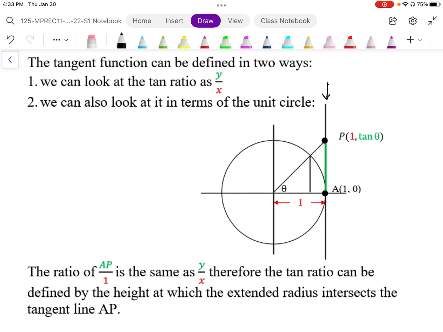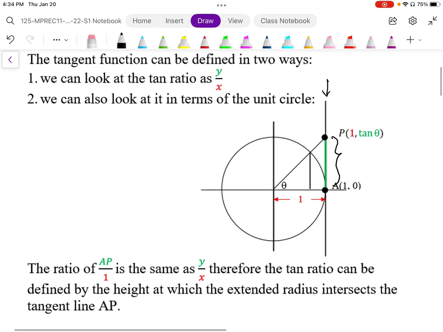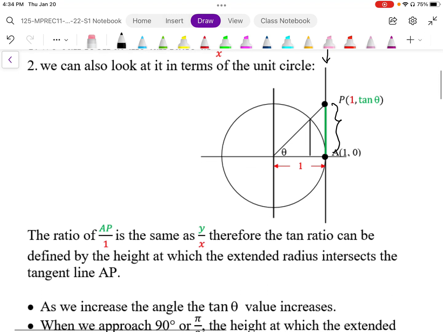And in the unit circle, the tangent function is actually the length of this piece here. The length of that line, or how high it reaches up that line, represents the tangent ratio, and it also gives us a length in the unit circle. So our ratio of this rise over run, or y over x, is going to be defined by how far it reaches up that line, or where it touches point P on that line.